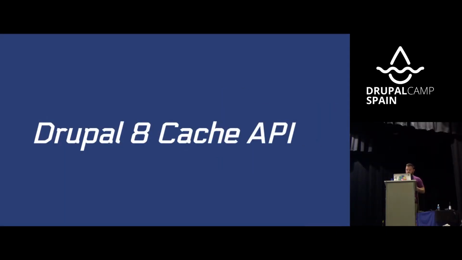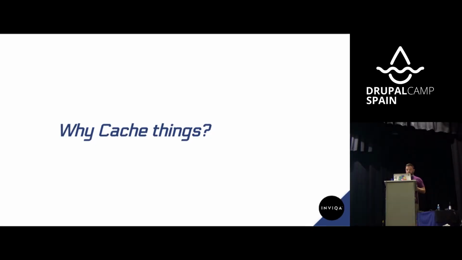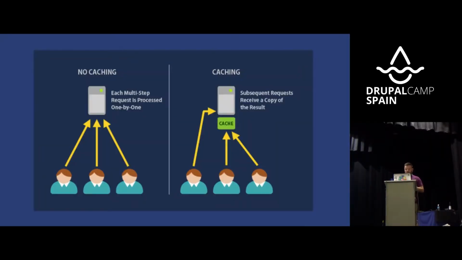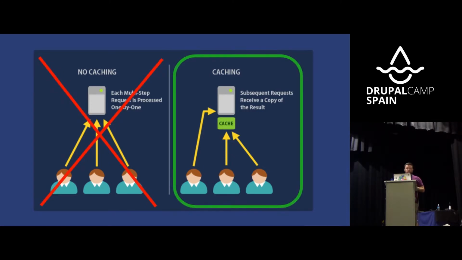So, let's start with the Cache API. I hope no one needs an answer to this question, why do we cache things, but just in case, in a simple slide, the idea is if we have a very expensive computational task, or we fetch something from the database with a very massive query, or we hit even third-party services to present something back to the user, we don't want to be doing it for every single user. We want to do it once and then serve it from the cache.